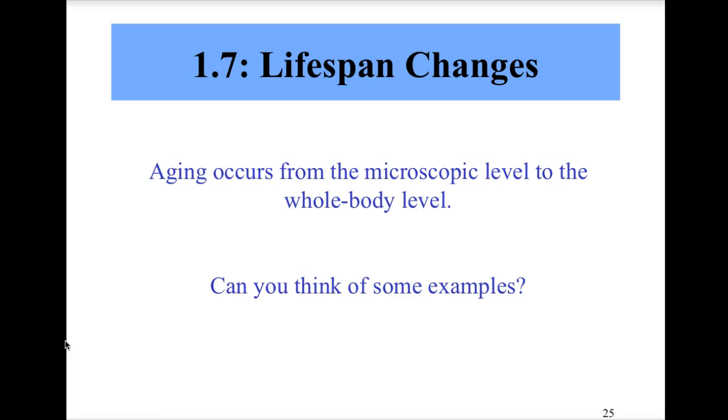If we go back and look at lifespan changes, we know that aging occurs from the microscopic level to the whole body level. You can think of some examples, how aging is a process of becoming mature or old. Basically, we have apoptosis. Apoptosis is programmed cell death. It begins in the fetus, although it is not apparent until later decades. And examples of aging include the following.